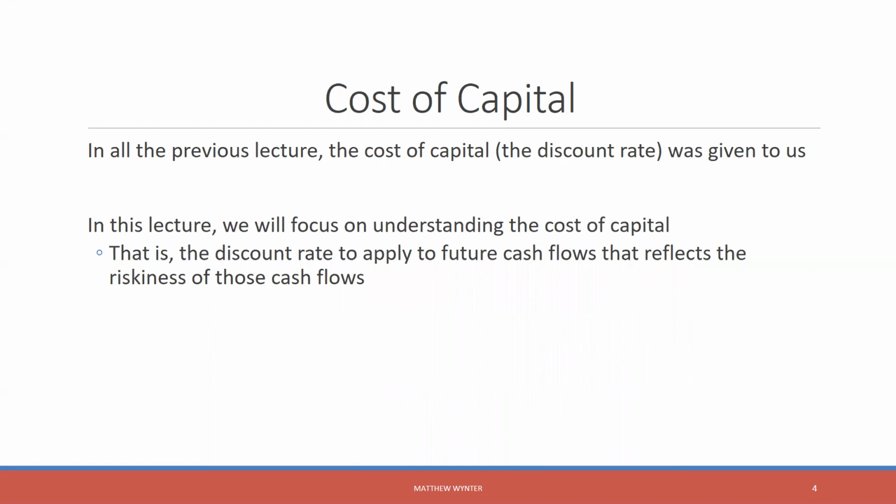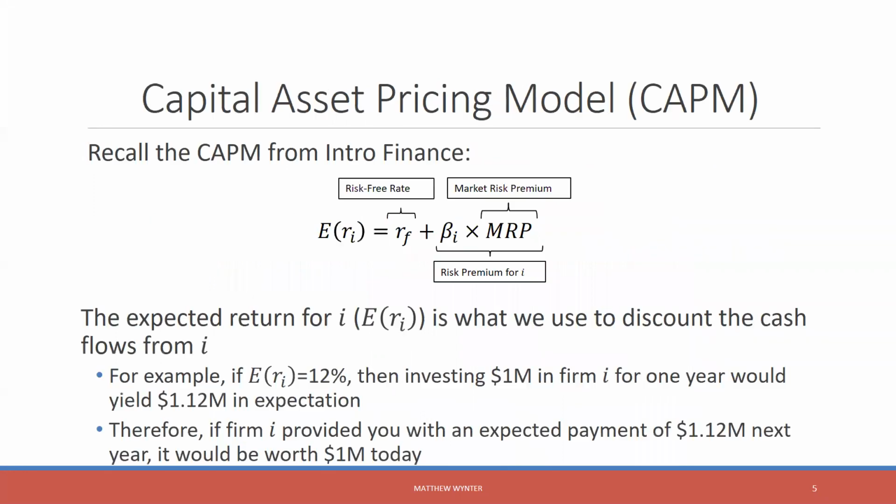In all of our previous lectures, the cost of capital, the discount rate, was given to us. In this lecture, we're going to focus on understanding the cost of capital. That is, the discount rate to apply to future cash flows that reflects the riskiness of those cash flows. So recall from the CAPM equation, what do we have?